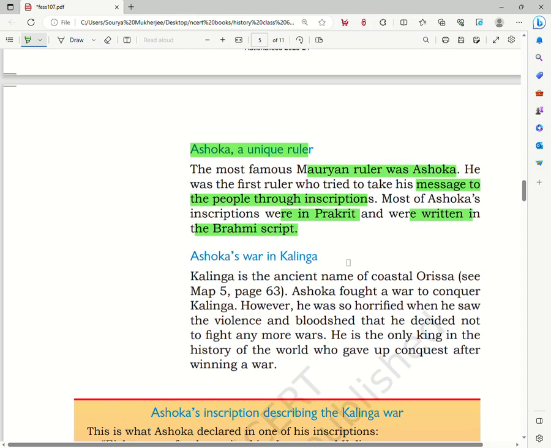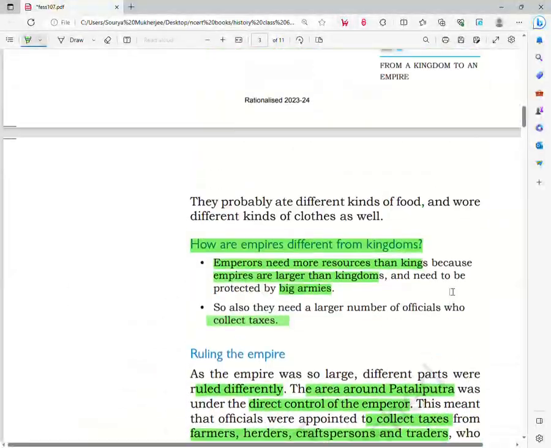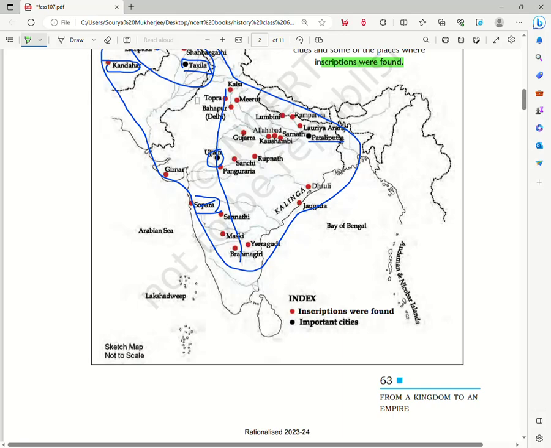Ashoka's war in Kalinga. Now, as you know, the Kalinga war, you have heard, and we will read about it in this section. Kalinga is the ancient name of coastal Orissa. So you can see map 5. That is this part that is marked over here. This is the Kalinga area. We see the present day Orissa and Andhra Pradesh, this area.